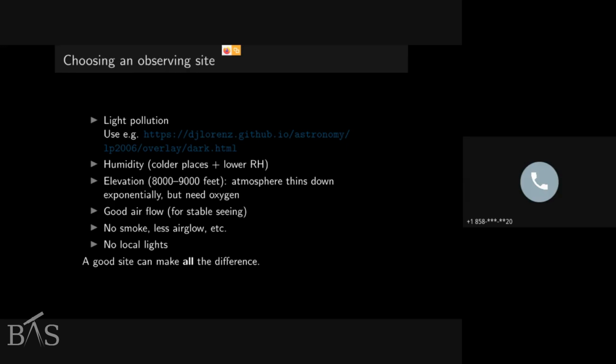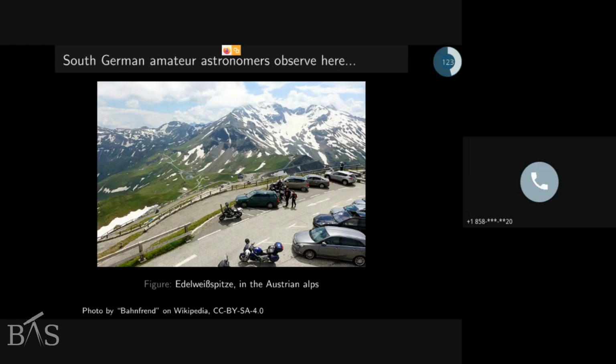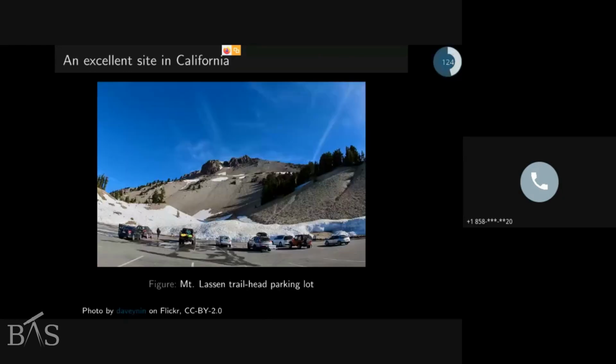So here are some examples, which we might not be so lucky, but the people in South Germany, this is where they observe. I'm told that they have exceptional seeing in the Alps. This is an excellent site in California. It's hard to get to from where I am, but Alvin Huey, one of the famous visual observers, has done some very good observations from this place. They say it's very dark and it's at around 8,000 feet. So it's very ideal for observing.